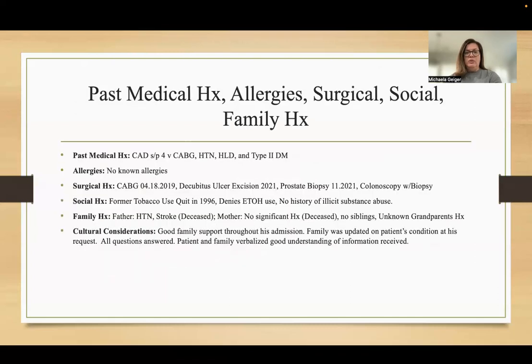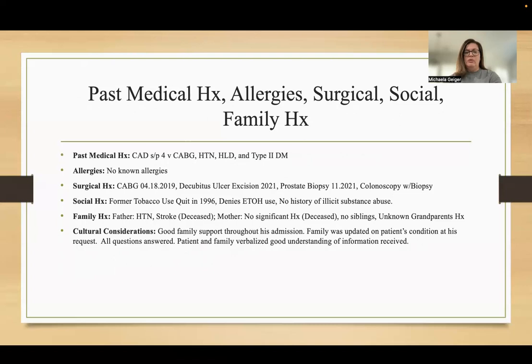His past medical history included coronary artery disease, status post 4-vessel CABG, hypertension, hyperlipidemia, and type 2 diabetes. He had no known drug allergies. Surgical history was his 4-vessel CABG in 2019. He had a decubitus ulcer excision in 2021, a prostate biopsy in November of 2021, and a colonoscopy with biopsy.